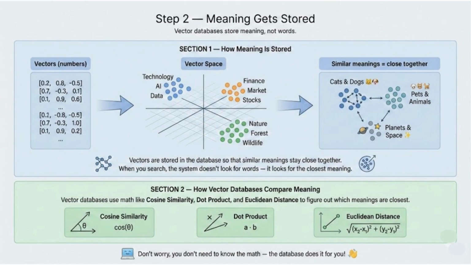So when you search for something later on, the database doesn't look for matching words. It looks for the closest meaning. To figure out what's similar, vector databases use clever math like cosine similarity, dot product, and Euclidean distance. Don't worry, you don't need to understand these formulas at all. Modern tools take care of everything behind the scenes through simple APIs. The only thing you need to understand is this: a vector database helps your app understand meaning, not just text.